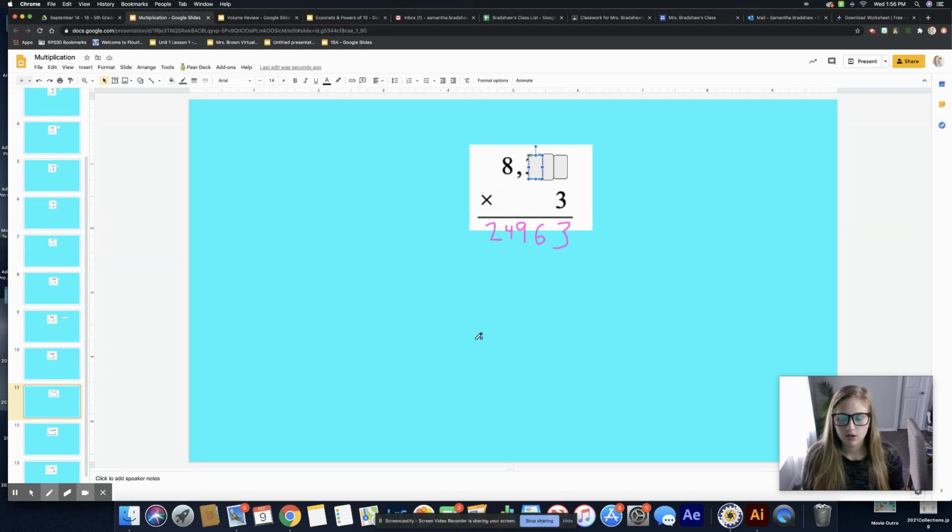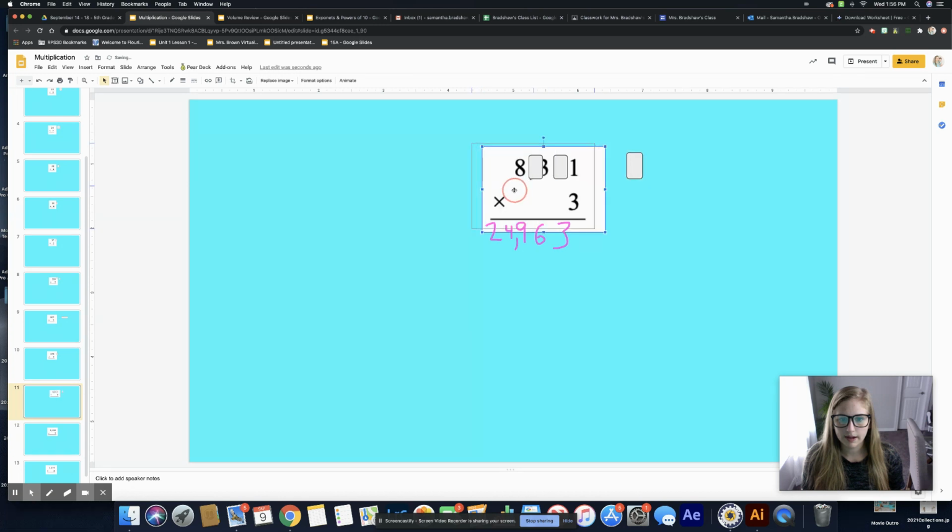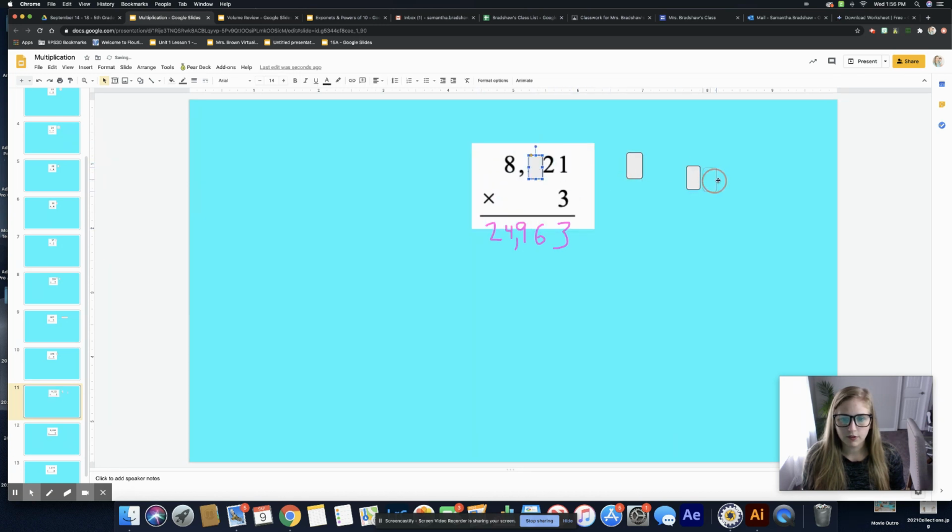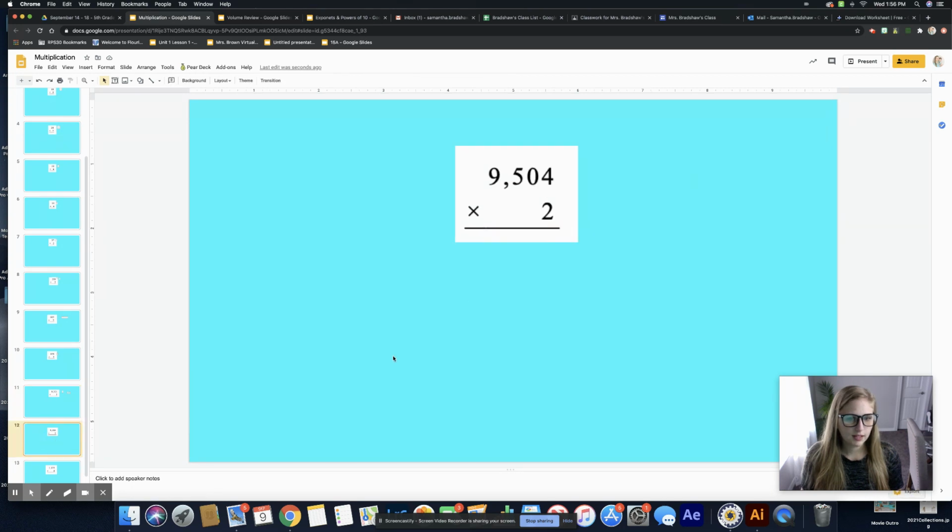I have 24. So I now have to put a comma in this number, and a comma goes every 3 digits starting from the right side. So my answer for this problem, oops, move that back, sorry guys. For 8,321 times 3 is 24,963. Remember, a comma represents the end of a period.